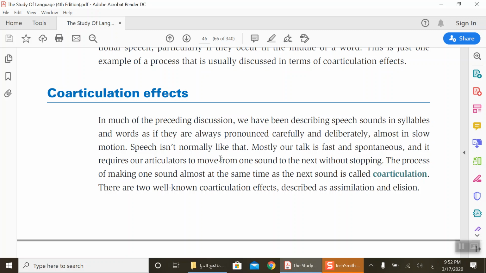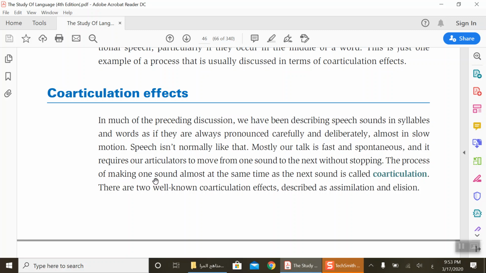Speech isn't normally like that. Usually, in everyday life, speech is not in slow motion, but is very rapid, quick, and spontaneous. That's why we say this man or this woman is speaking fluently without any kind of stop. Mostly our talk is fast and spontaneous, and it requires our articulators to move from one sound to the next without stopping. This is normal, everyday speech.